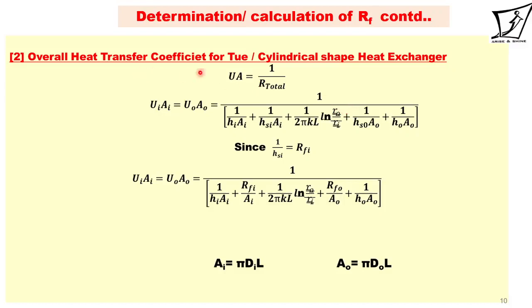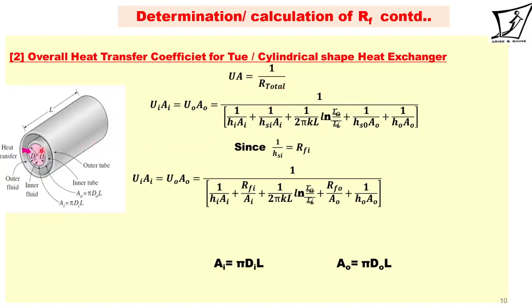Now overall heat transfer coefficient for tube or cylindrical shape heat exchanger. So same expression I am going to use, representing relationship between U and R total. U into A is equal to 1 over R total. So let us consider once again this cylindrical tube-in-tube heat exchanger, where inside tube is carrying hot fluid and outside tube is carrying cold fluid.